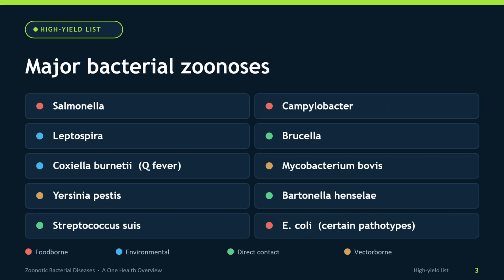These are the major zoonotic bacterial pathogens you'll encounter in veterinary medicine. Some are foodborne, some are vectorborne, some are environmental, and some are transmitted directly from animals. Each one has its own ecology, reservoir host, and risk factors, but they all share the same One Health interface.